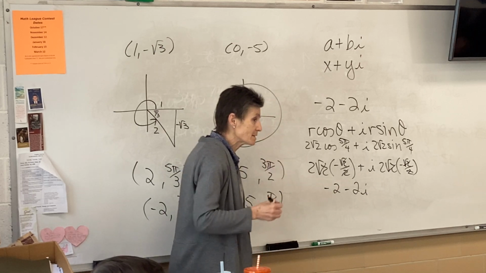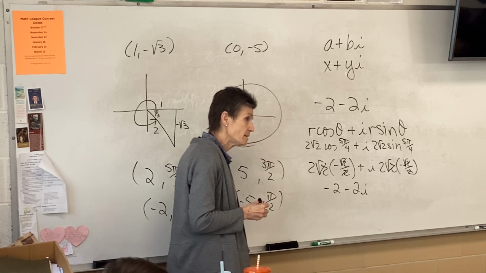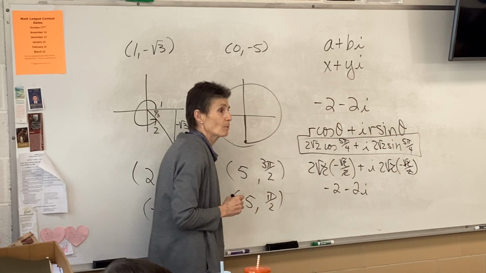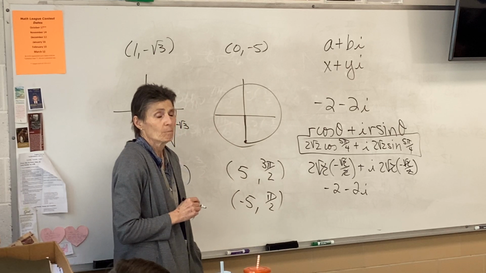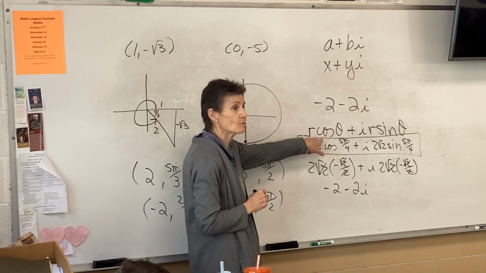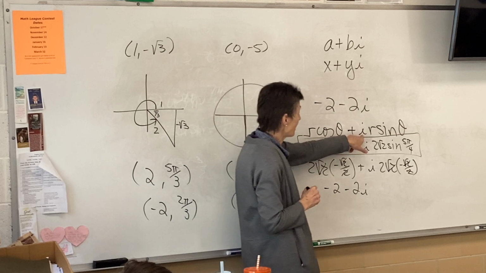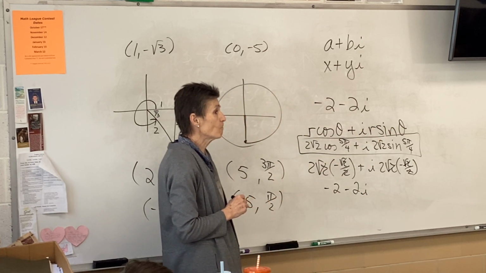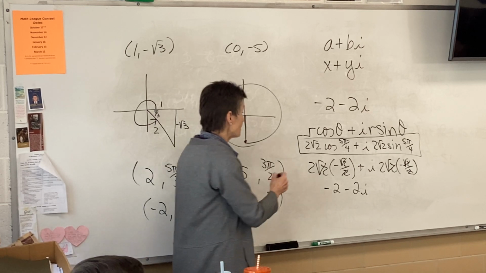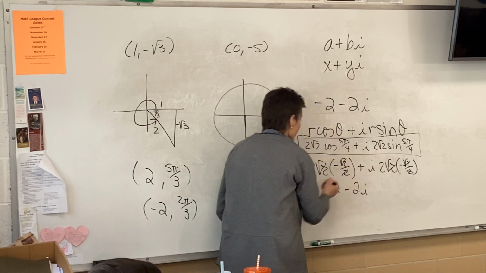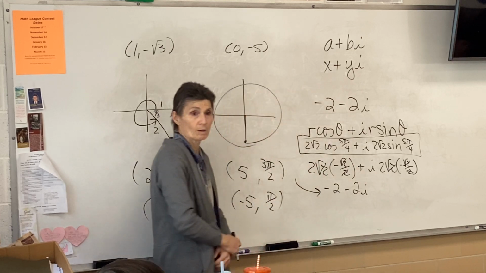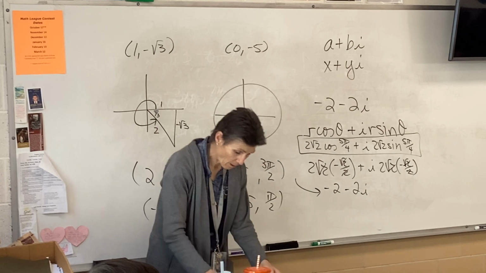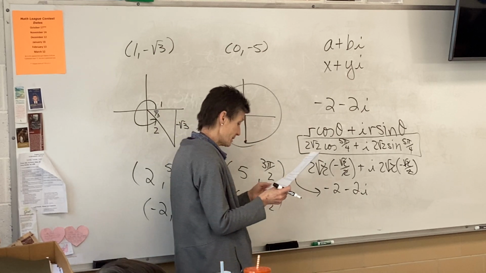Wait a minute, what did I do? I just went around in a big circle, because I'm right back to where I started. This is the answer to the question. That is your number in polar form. Polar form is r cosine theta plus i r sine theta. If you start evaluating, that brings you right back to your rectangular form. Wow, this is so incredibly easy.